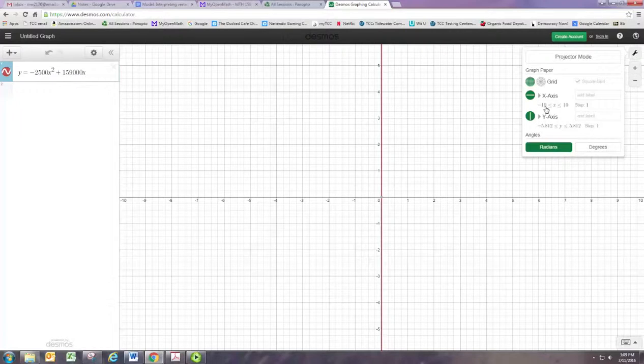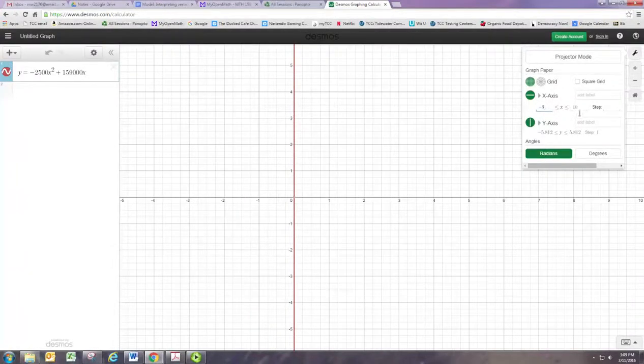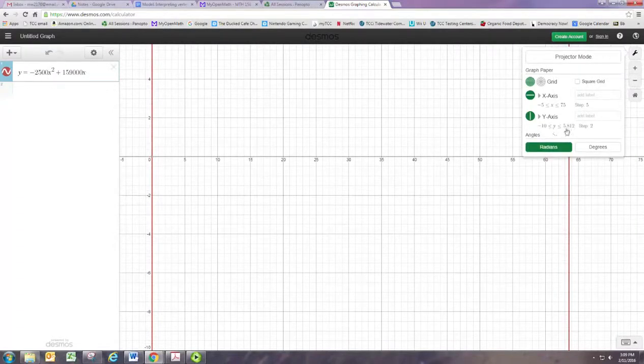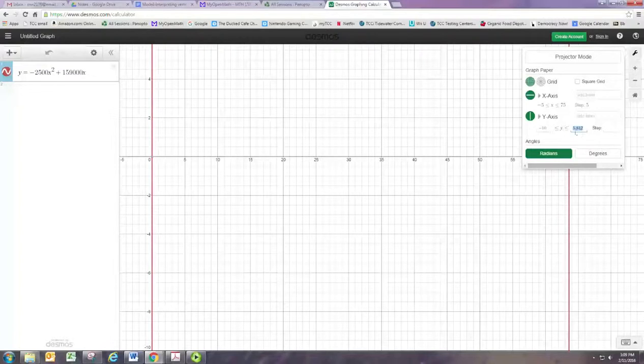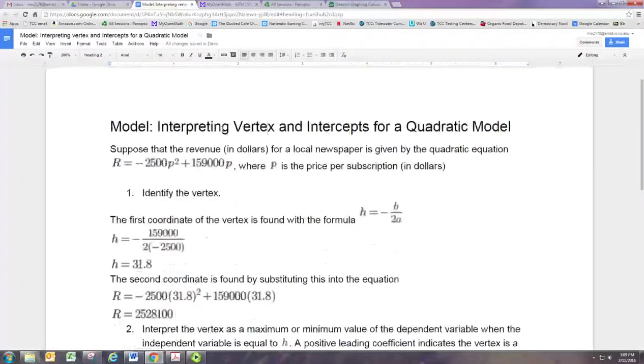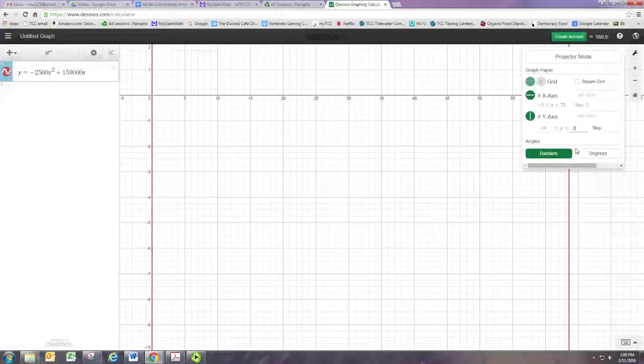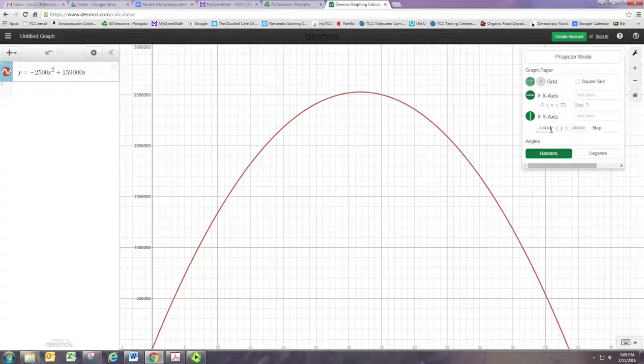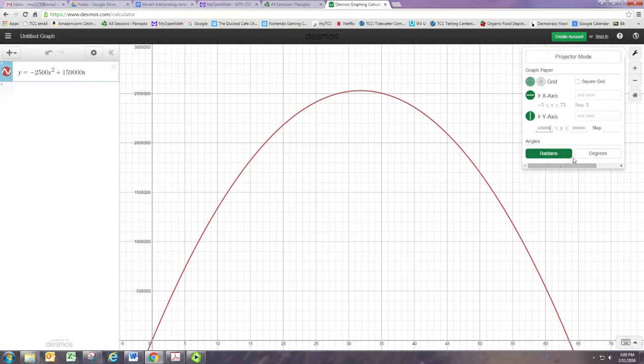If you went through and found the intercepts, you know that we're really looking at, let's go from negative 5 to 75, because the other one's at 63. And the y value, start at negative 10 and go to the maximum, which ended up being about 2.5 million. So let's go up to 3 million. That looks pretty good.